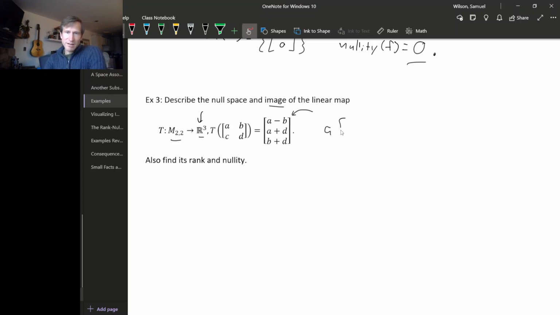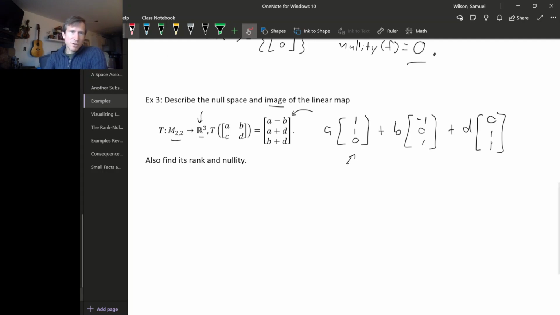So this is a times (1, 1, 0) plus b times (-1, 0, 1) plus d times (0, 1, 1). Where I'm getting these vectors from is I'm just looking at the coefficients for a. It's 1 here, 1 there, and then 0 for this last one, so (1, 1, 0). And then similarly for b, it's -1, 0 for the second one, and then 1 for the third one, and then similarly for d. So that's where those vectors are coming from.